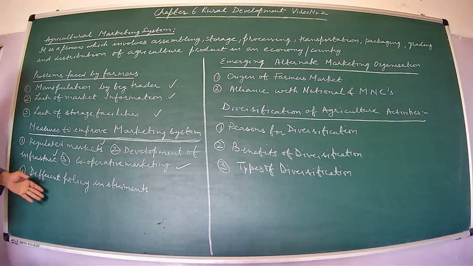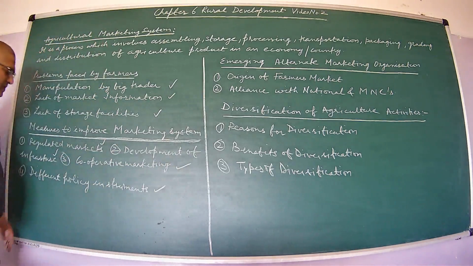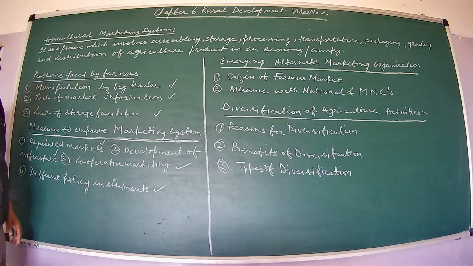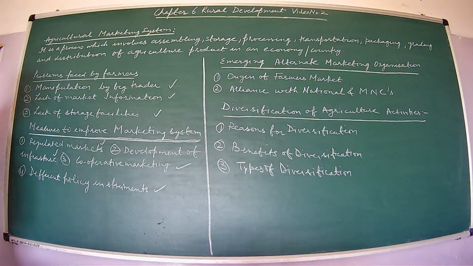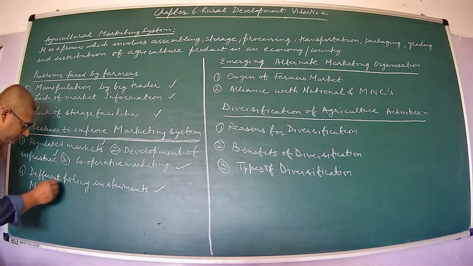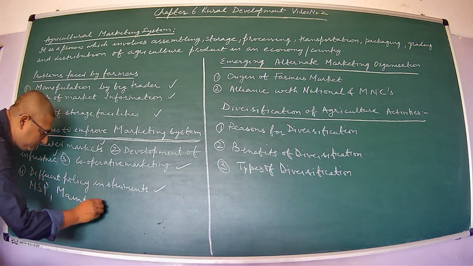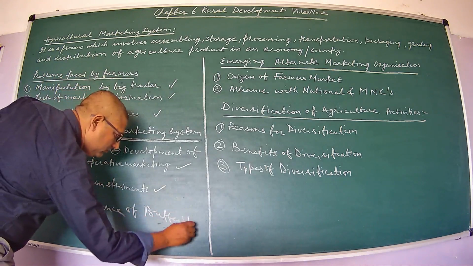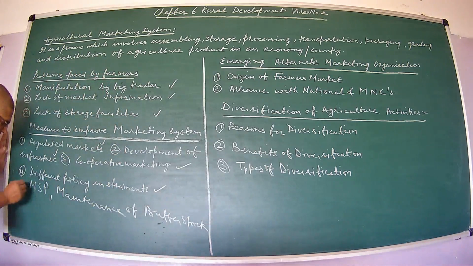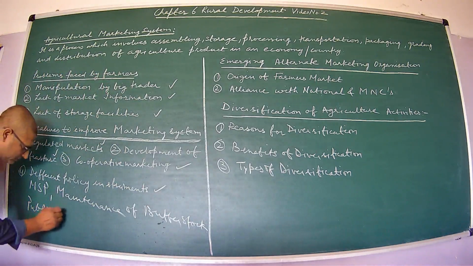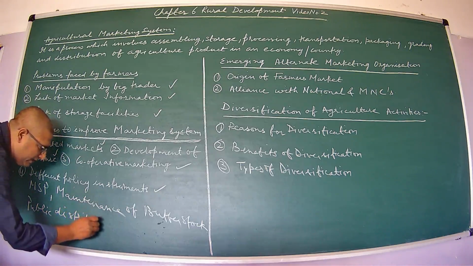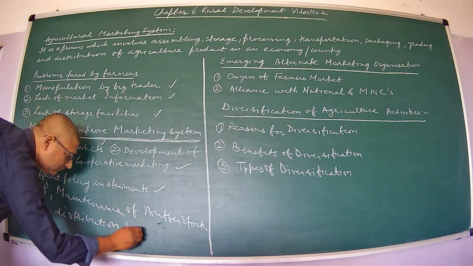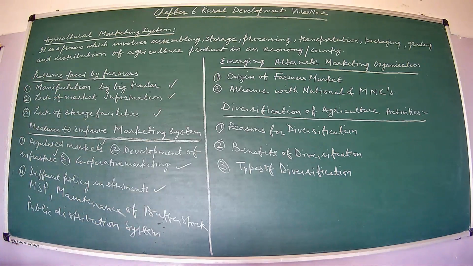Under this part, we will study three main things. Number one, MSP, minimum support price. Maintenance of buffer stock. And lastly, the public distribution system. These three steps are very important to develop in different policy instruments.